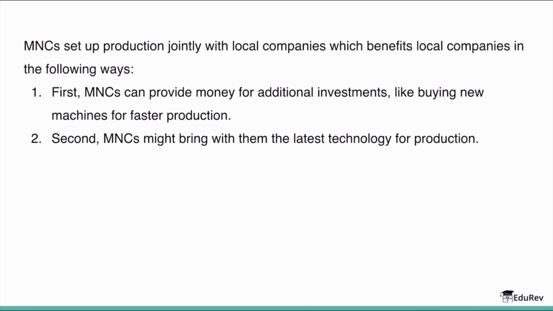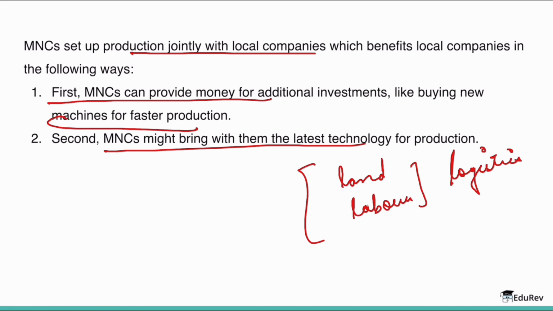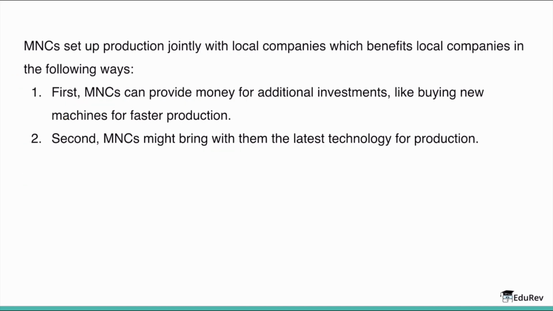Alright. Now MNCs do what? They set up production jointly with local companies. Now this is going to benefit the local companies in what ways? Firstly, MNCs can provide money for investment, like for example buying new machinery for fast production. And secondly, MNCs might bring them the latest technology for production. So this is how the MNCs are going to help the local companies, and how the local companies are going to help MNCs. They'll also provide land, cheap labor, logistics, etc. So this is how small companies can help MNCs, and this is how MNCs can help your small companies. So let's move forward.